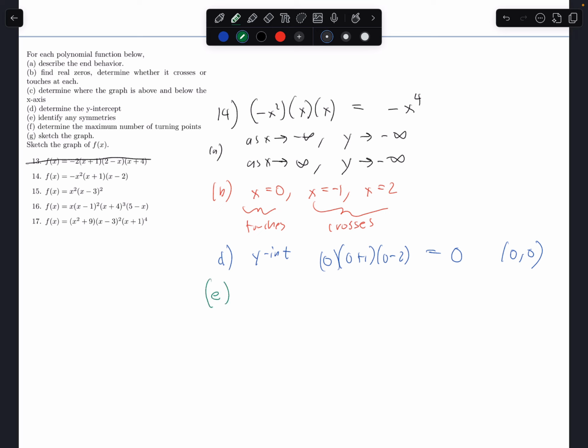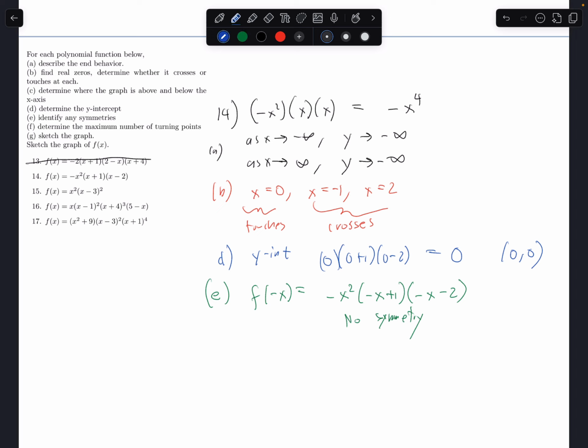Okay, E, any symmetries? So real quick, f of negative x, that would be negative x squared, which is still x squared. That'll be negative x plus 1. So that's already not matching. It should have been x plus 1, negative x minus 2. So that is not working. Okay, so no symmetry. It doesn't match the original, and it's not the negative of the original either.